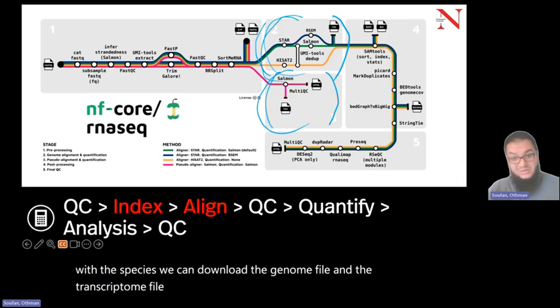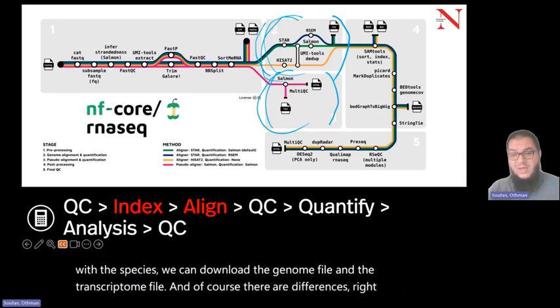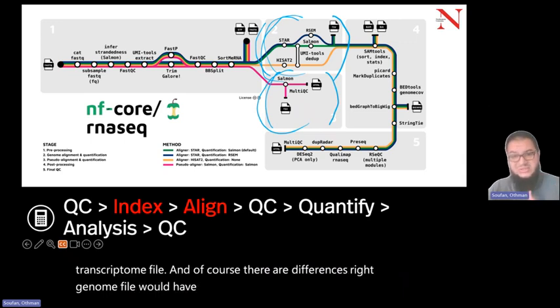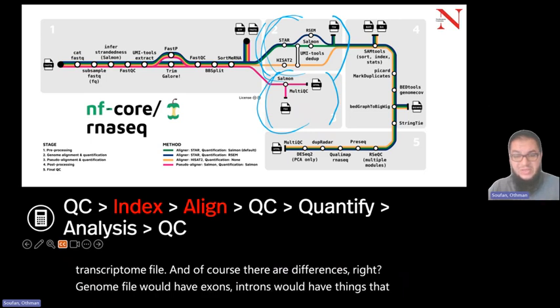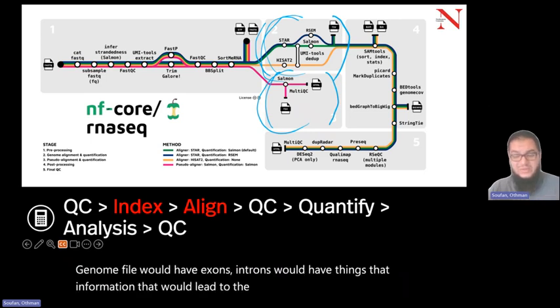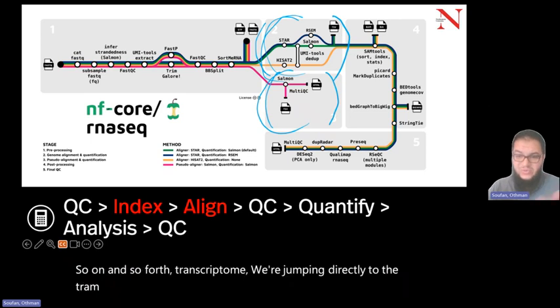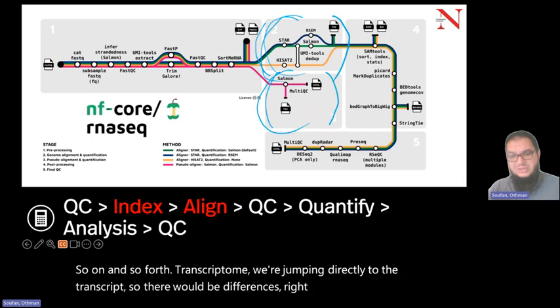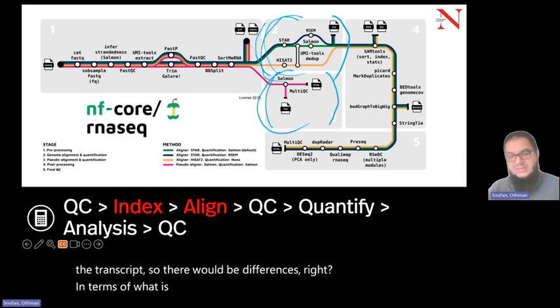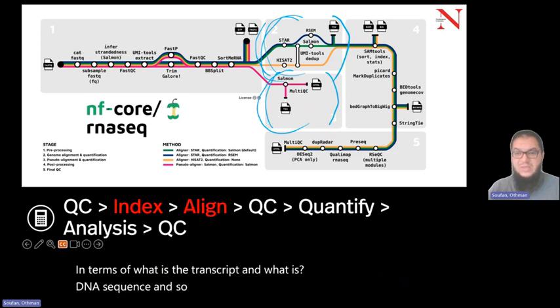And of course, there are differences. A genome file would have exons, introns, and information that relates to the chromosomes and so forth. With a transcriptome, we're jumping directly to the transcripts. So there would be differences in terms of what is a transcript and what is a DNA sequence.